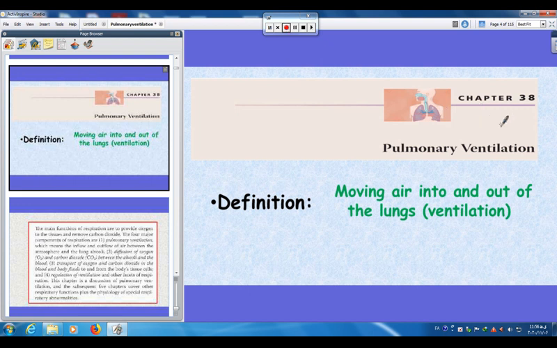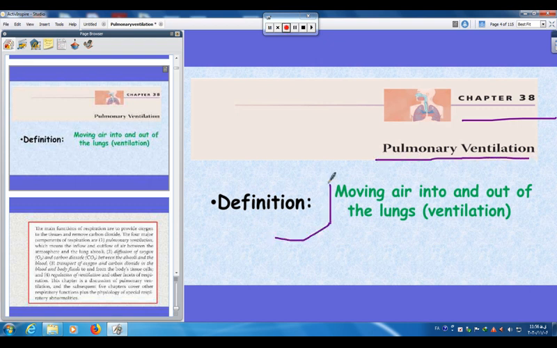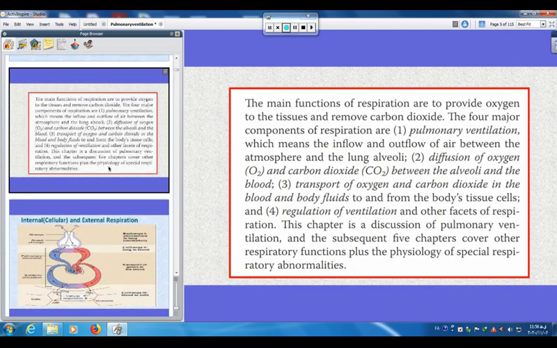In chapter 38, we are discussing pulmonary ventilation. The definition is moving air into and out of the lungs. This means ventilation. The main functions of respiration are to provide oxygen to the tissues and remove carbon dioxide. The four major components of respiration are, first, pulmonary ventilation, which means the inflow and outflow of air between the atmosphere and the lung alveoli.